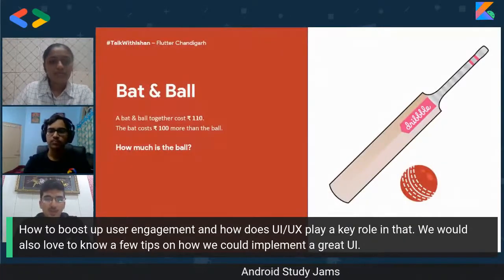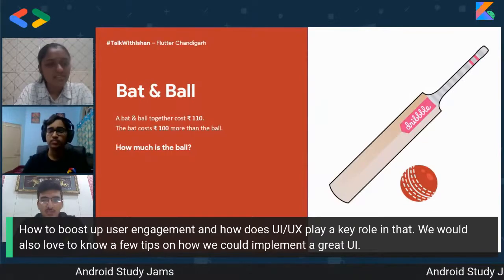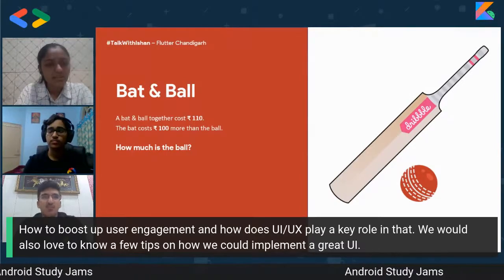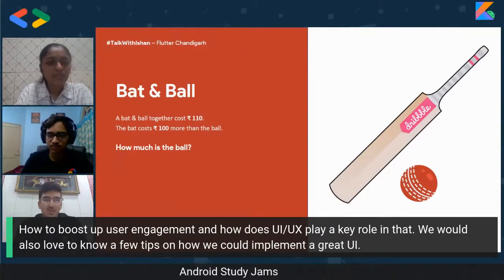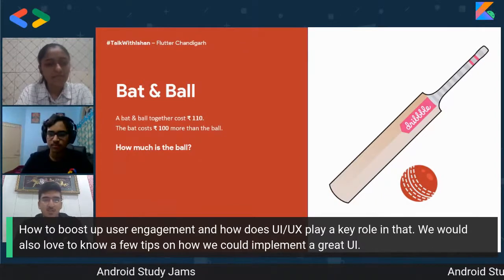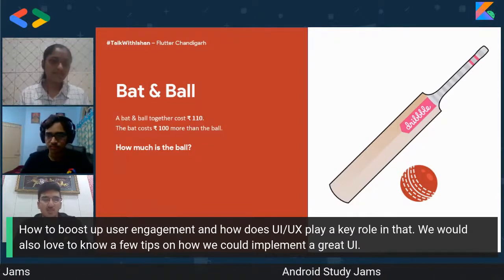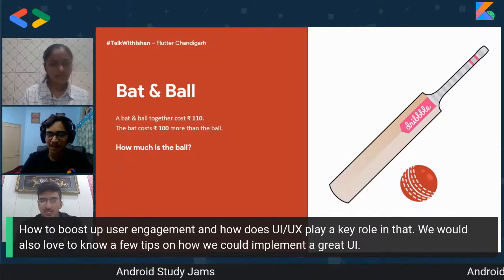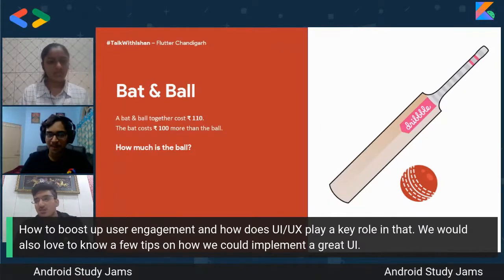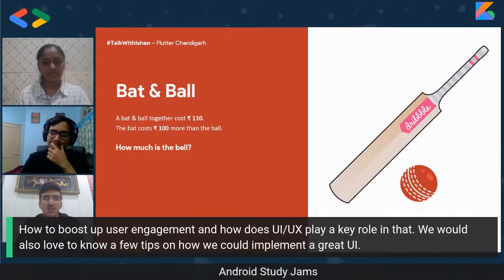Yep. So let's take this quick example. Let's assume that you have a bat and a ball. The bat and the ball together cost 110 rupees, and the bat costs 100 rupees more than the ball. What would be the cost of the ball? A simple question. You can just write your answer down in the chat, think for a minute, and then write it.